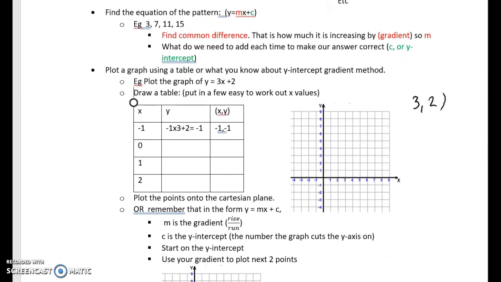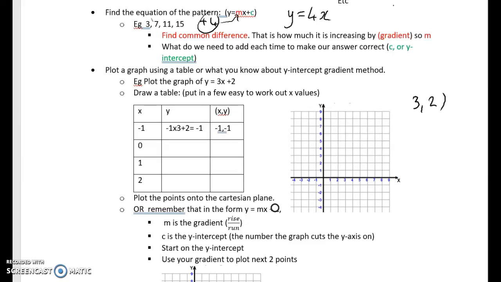So the next would be to find the equation of the pattern. Now most of the ones we've done are in the form y equals mx plus c. So in a linear form, there's a constant amount being added on. So each time here we were adding 4, so that's my common difference. That is my m value. So I've got y equals 4x. It's in my 4 times table. It's increasing by 4 each time. So what I'd need to do is times my x value by 4.